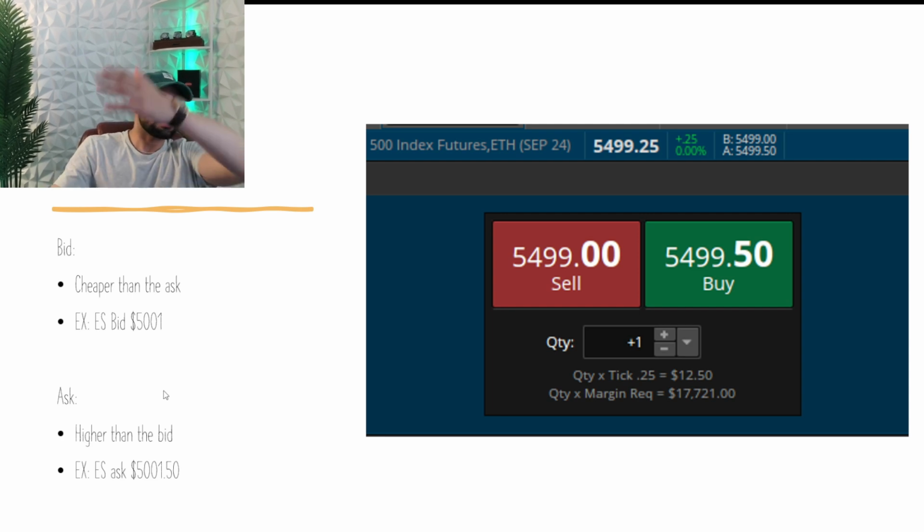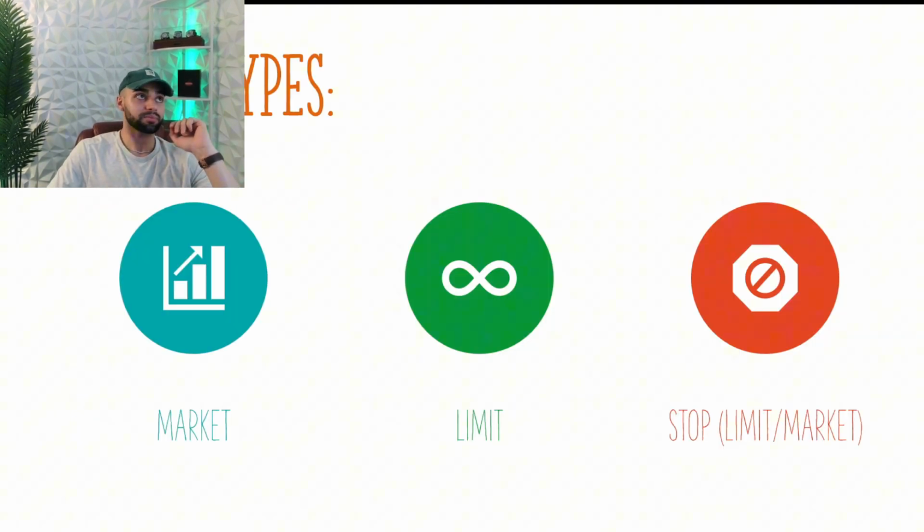Quick example: let's say you're buying an ES future here. The ask is 5,000.99. Let's just use this example right here. The bid is 5,001 and the ask is 5,001.5. That means the buyer wants to buy at 5,001 and the seller wants to sell at 5,001.50. Again, the bid will always be cheaper than the ask. Why? Because the buyer wants to buy for less and the seller wants to sell for more. It's just common sense.